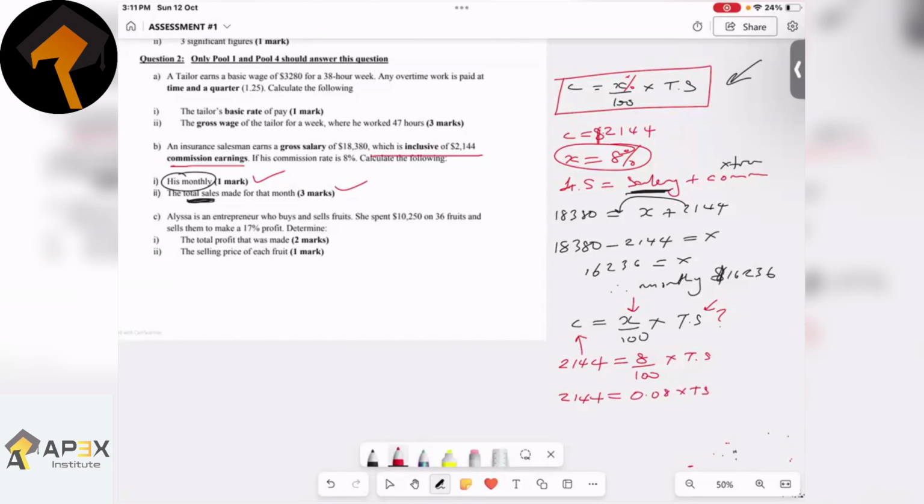Now, right here, 0.08 is tied to the variable total sales by multiplication. So the opposite of multiplication is to divide. So I'm going to divide by 0.08, divide by 0.08. And if you cancel this here, you end up with total sales is going to be equal to the result of 2144 divided by 0.08, and you'd have gotten 26,800.